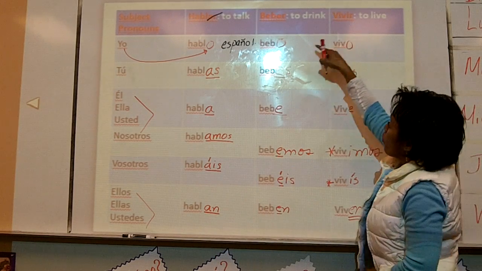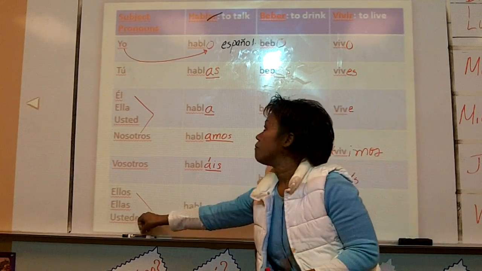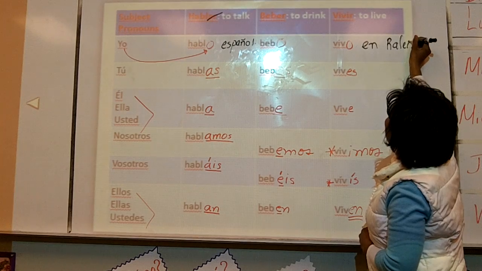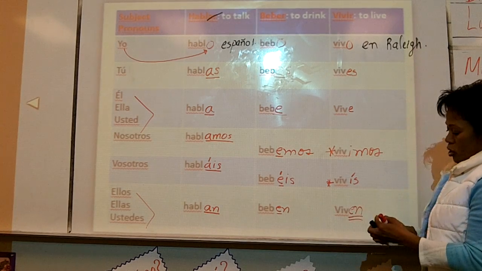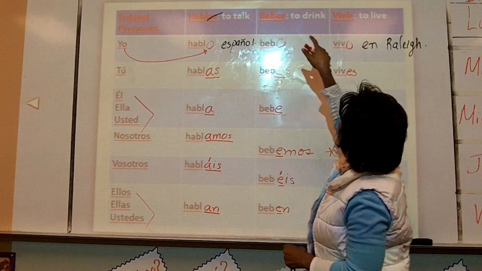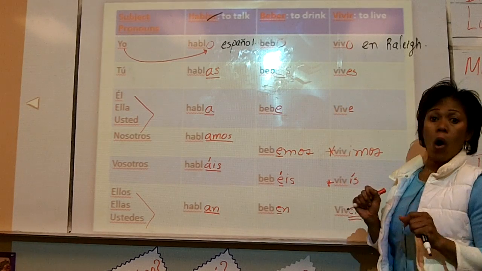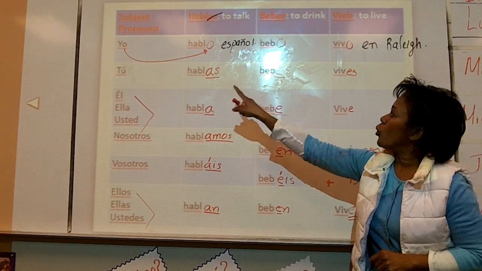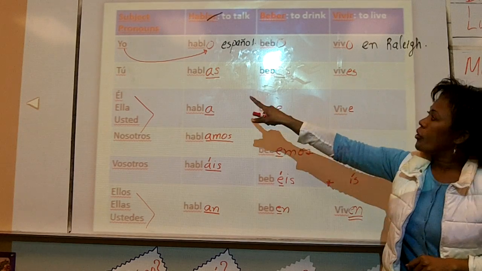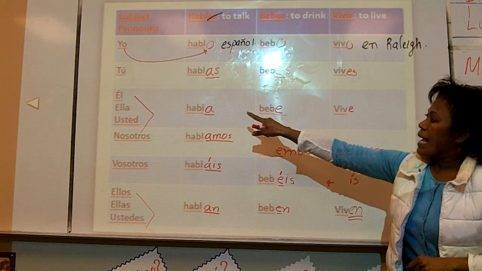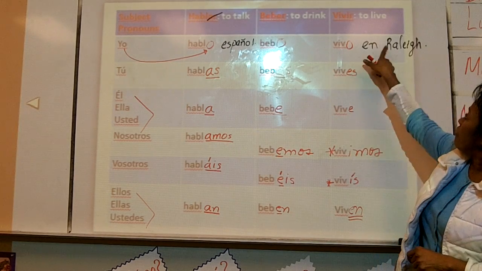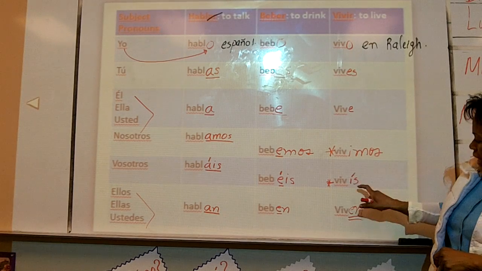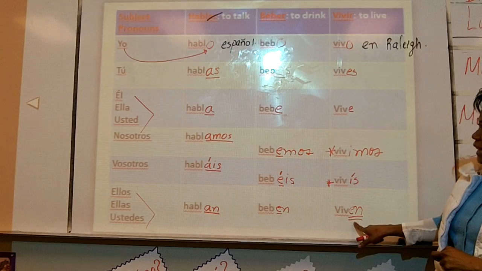Okay, so now what is this verb saying? If you said "yo vivo en Raleigh," what are you saying in English? You're saying I live in Raleigh, or I am living in Raleigh. Tú vives en Raleigh, you are living in Raleigh. Ella vive en Raleigh, she lives in Raleigh. We live in Raleigh, you all live in Raleigh, and they live in Raleigh.